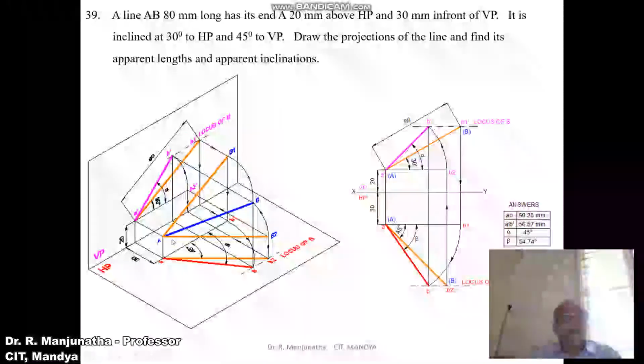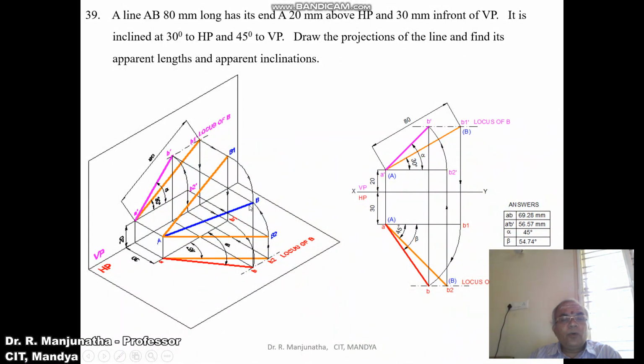So here, this is the front view and the top view. Because the front view line is inclined, the top view is also inclined. This is the true length in the top view because its front view line is parallel. This is the true length in the front view because its top view line is parallel. So this is how you can analyze the problem of projections of lines wherein the true length and true inclinations are given.